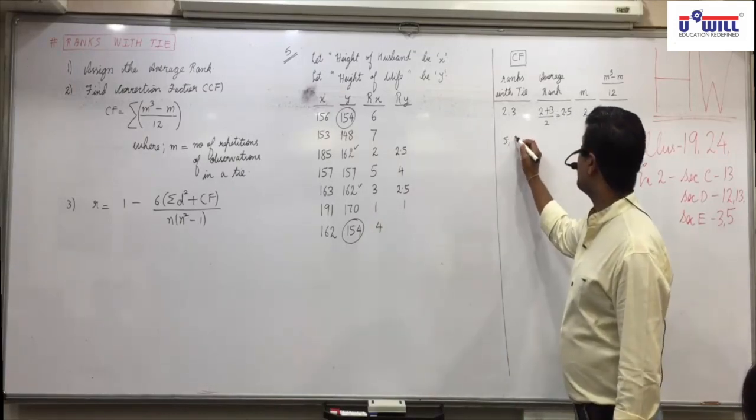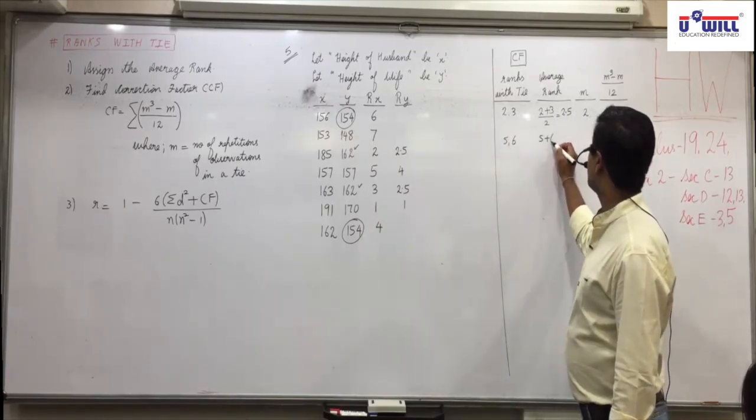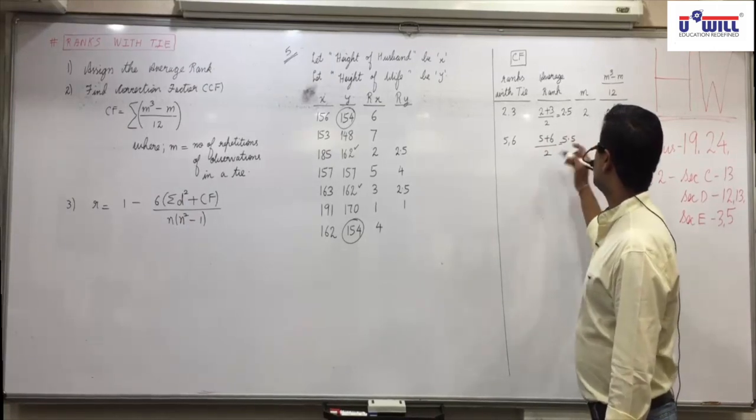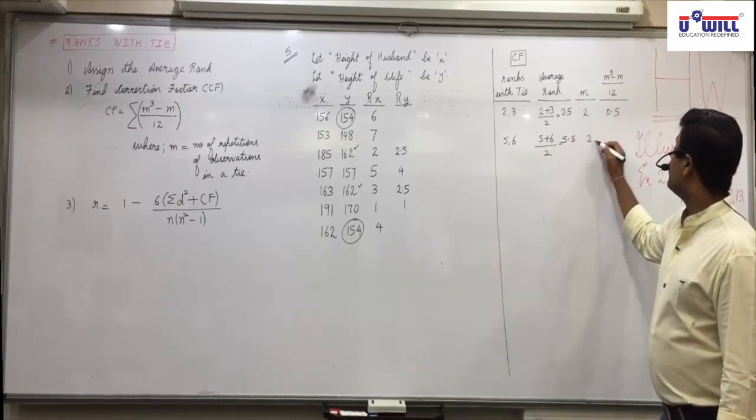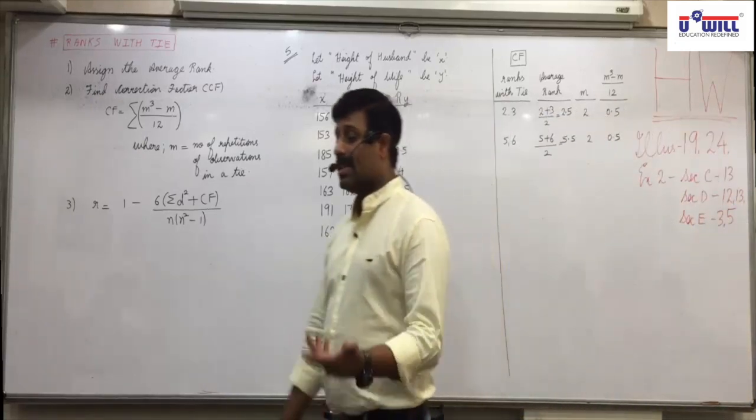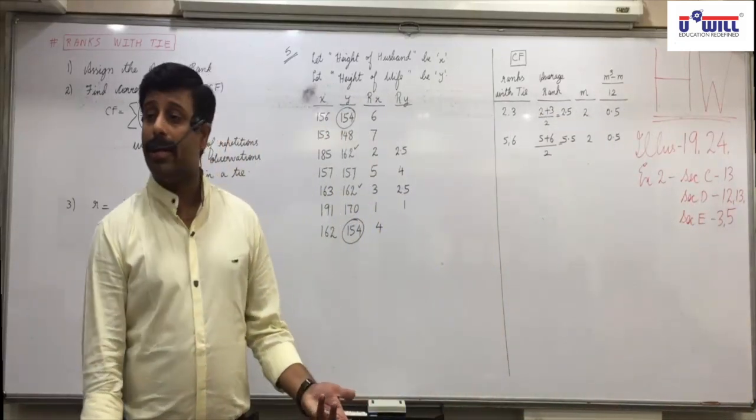106. Workings again 5 and 6. 5 plus 6, 11 divided by 2, 5.5. How many observations are there? So again it will be 0.5 itself. No need to count it. 2 means it will come same 0.5. No need to count it again.